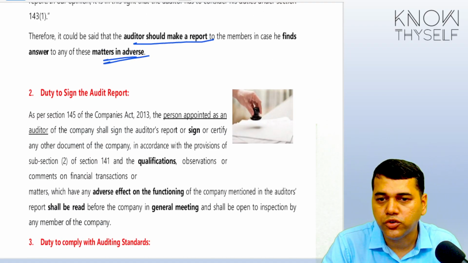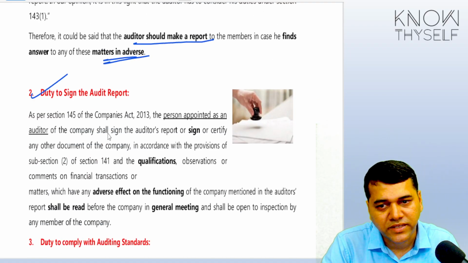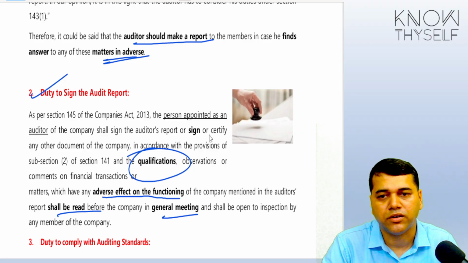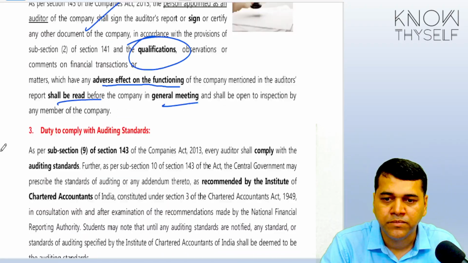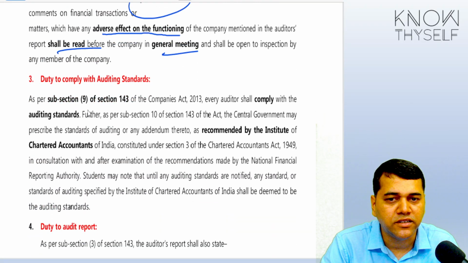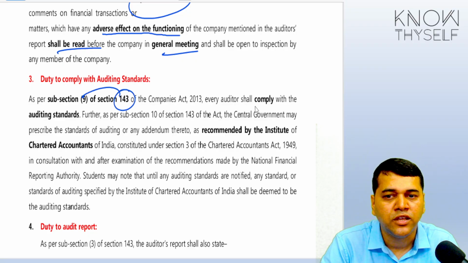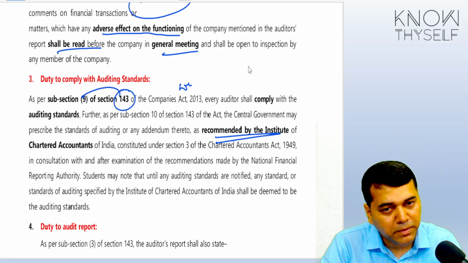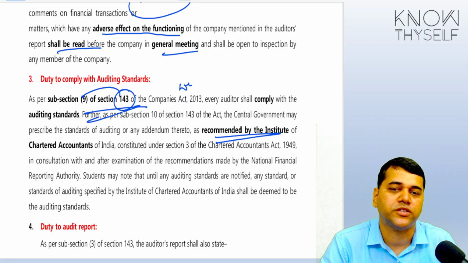Okay, second thing, you have to sign your audit report. It should be signed along with your membership number, name and all. Any adverse effect on the functioning of the company shall be read in the general meeting. So how to sign? We have already seen that. Due to compliance with auditing standards, section 143 subsection 9 says you have to comply with the auditing standards recommended by ICAI. That's why in your opinion section you will always say we have done the audit as per the standards on auditing.